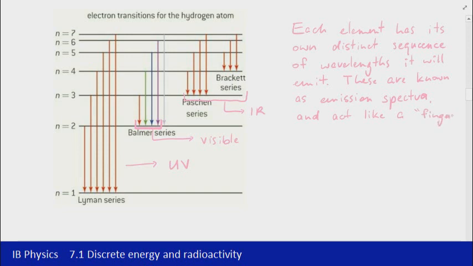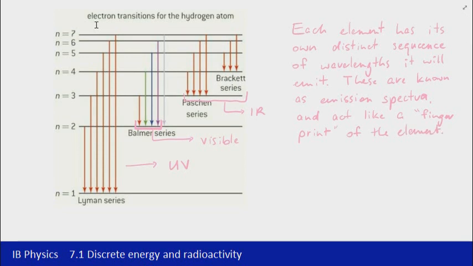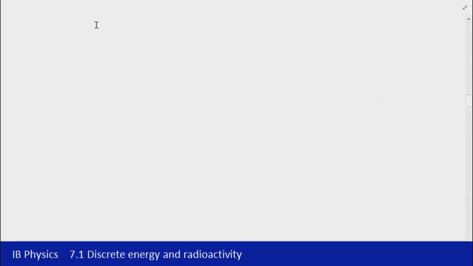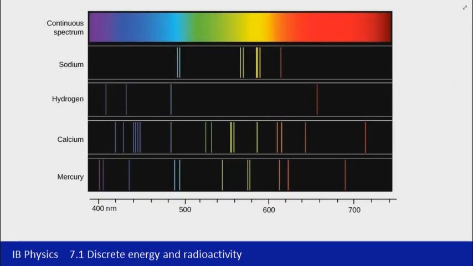And so that basically means that if we can observe the light that's coming from a particular substance, not being reflected from it, but actually being emitted by it, we can then determine what element it actually is by comparing it to its known emission spectra. So to give you a bit of an idea, we'll just have a look at some emission spectra for different elements. You can see here we've got hydrogen in the middle.